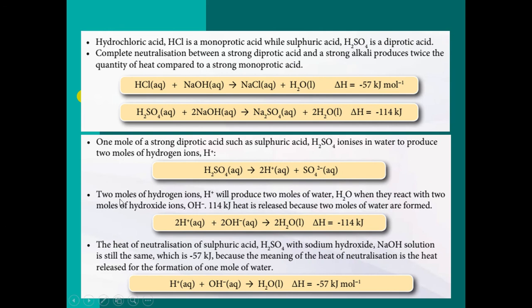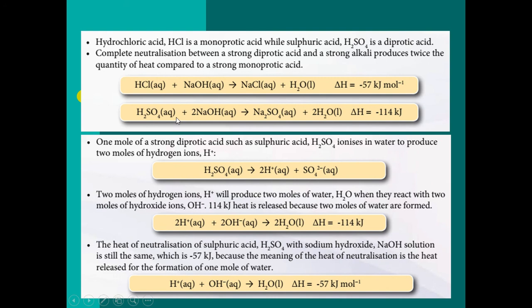Okay, so 2 mole of hydrogen ions H plus will produce 2 mole of water. Bermakna kalau ada 2 H plus based on equation tadi sini, bila you pecahkan ion dia, you cancel, you buat ionic, you akan dapat 2H plus 2OH minus from here will produce 2 mole of water. That's why dia punya delta H ni double daripada sini.